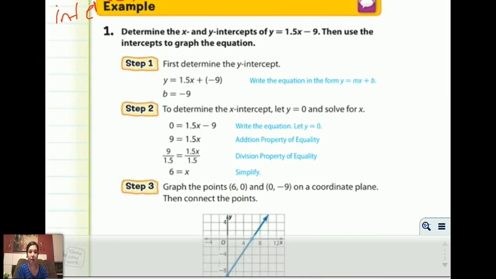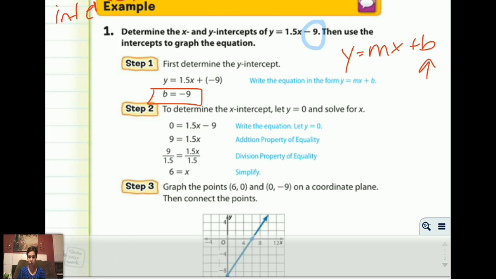They say, determine the x and y intercepts of y equals 1.5x minus 9. Well, the way to do that, the y-intercept should be straightforward. You should already be able to look at this and say, here's my slope, here's my y-intercept. So right away I see that negative 9 is my y-intercept, because the format that we use for y equals mx plus b told me that the b part always represented my y-intercept. So I can automatically say, okay, my b is negative 9. That's my y-intercept.